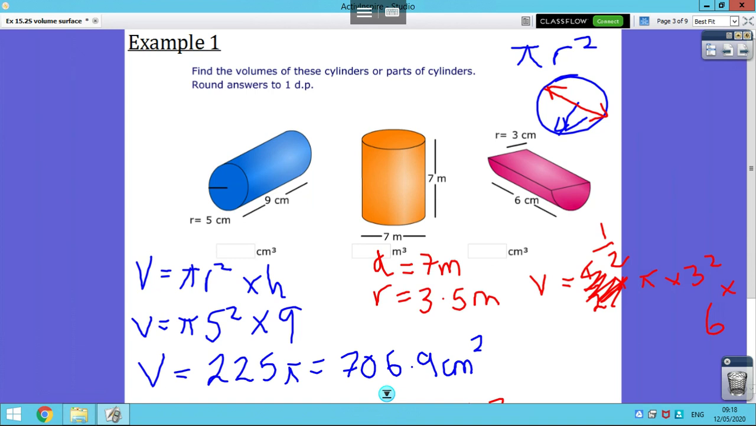If we go back and do what I said we were going to do, so half times pi times 3 squared times by 6, and we pop that into our calculator. So a half times by pi times by 3 squared times by 6. We get 27 pi, which to 1 decimal place is 84.8. And it's centimetres squared, isn't it?